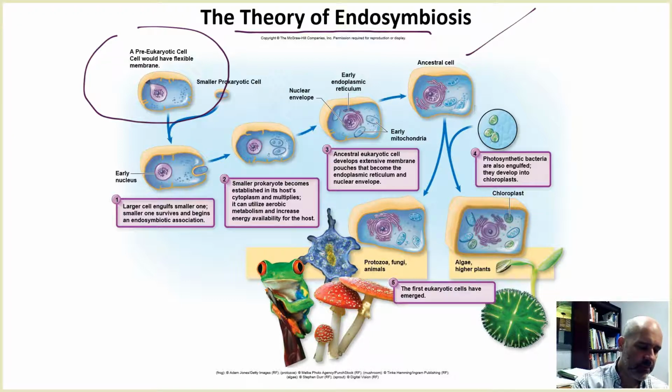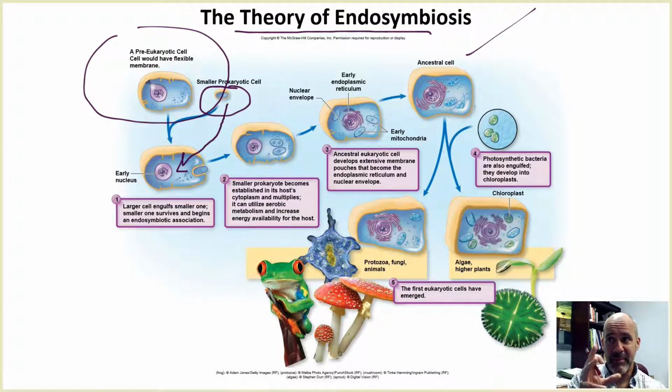And then the membrane may have been more flexible than we typically find today. And at some point, we had a pre-eukaryotic cell of some type that engulfed or took in a prokaryote, probably bacteria. And then they developed a symbiotic relationship with each other. So where you've got the bacteria living inside this other type of ancestral cell.